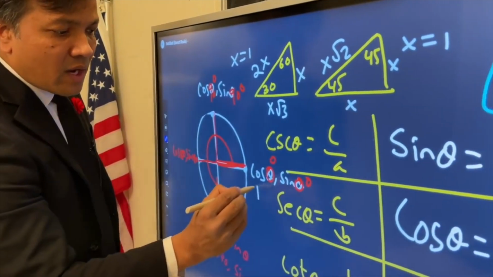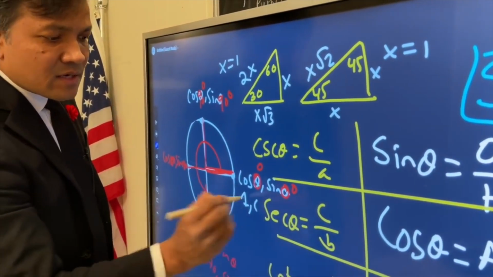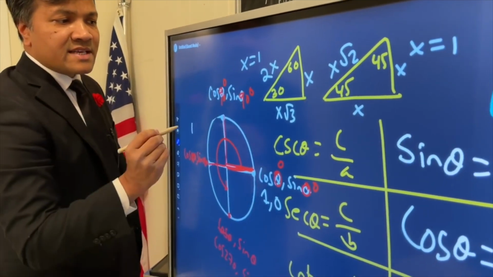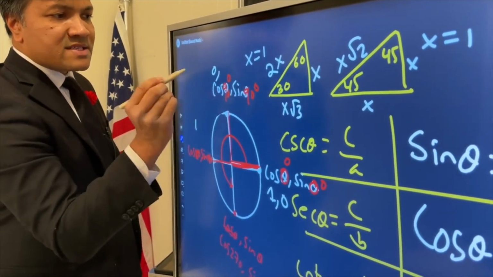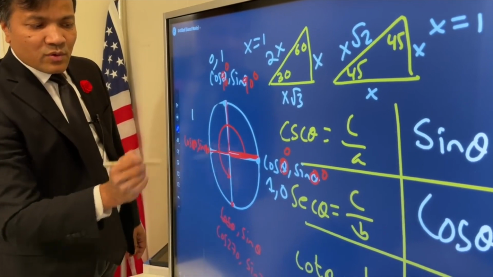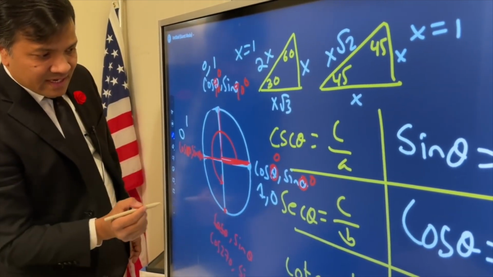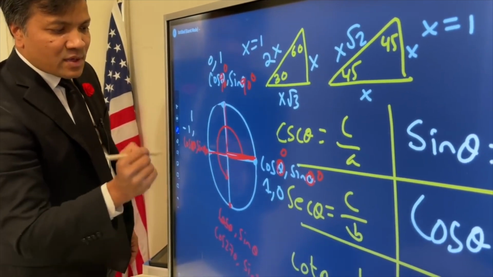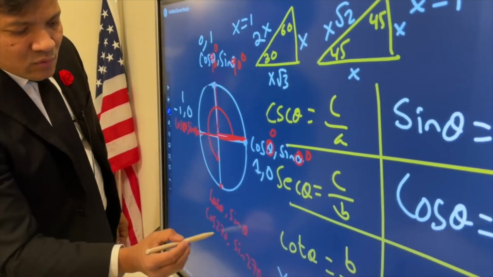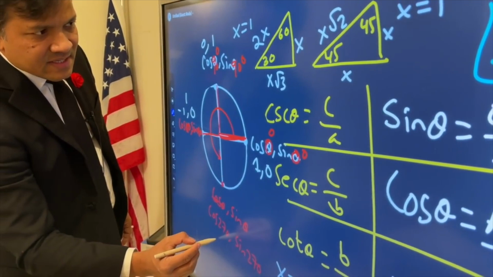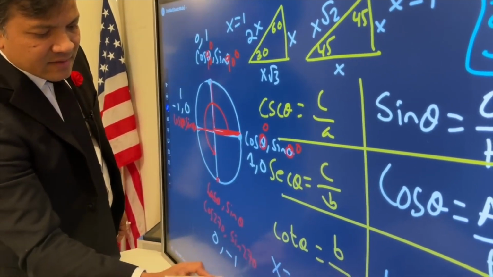Now what is cosine 0 degree? 1. What is sine 0 degree? 0. What is cosine 90 degree? 0. And what is sine 90 degree? 1. What is cosine 180 degree? Negative 1. And sine 180 degree? 0. And cosine 270 degree is 0 and sine 270 is negative 1.